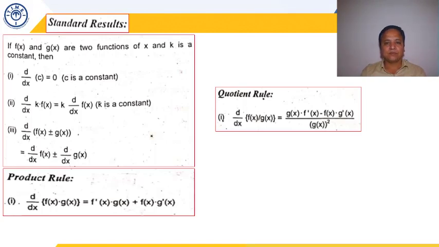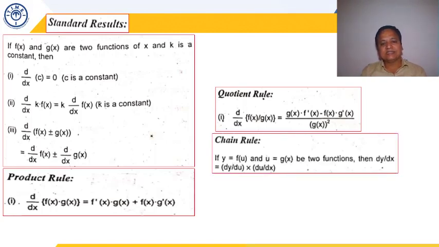Chain rule also we have. If y is a function of u and u is a function of x, y is f(u) and u is g(x), be two functions, then dy/dx is equal to dy/du multiplied by du/dx. We say this as the chain rule.